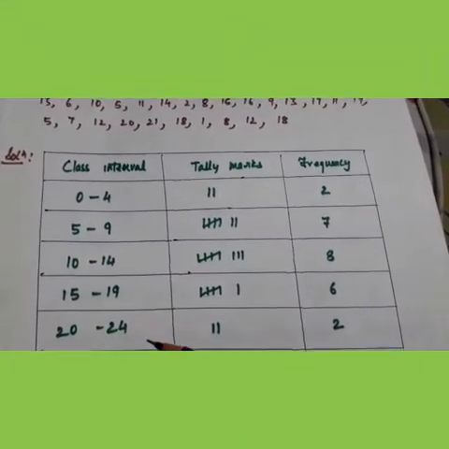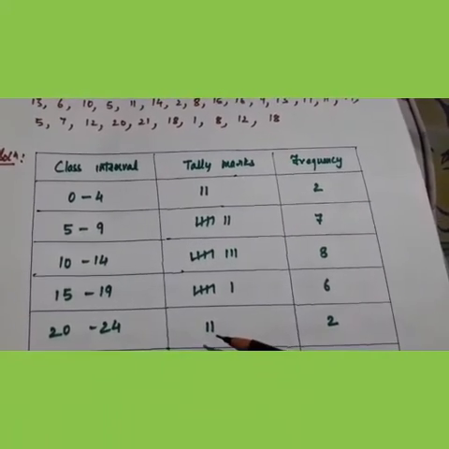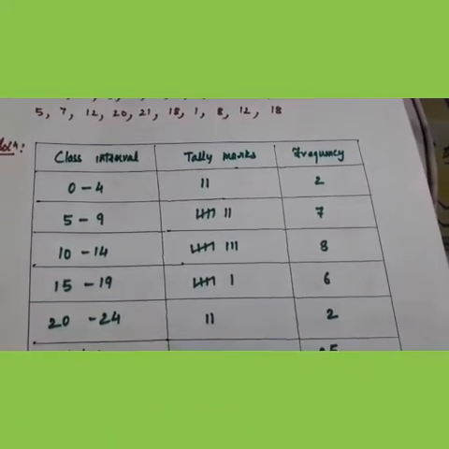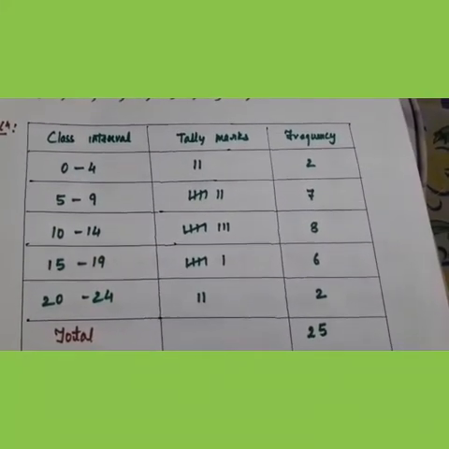Similarly between 20 to 24, only 2 numbers are there. So we'll draw 2 lines and write the frequency as 2. In this way we can draw the frequency distribution table.